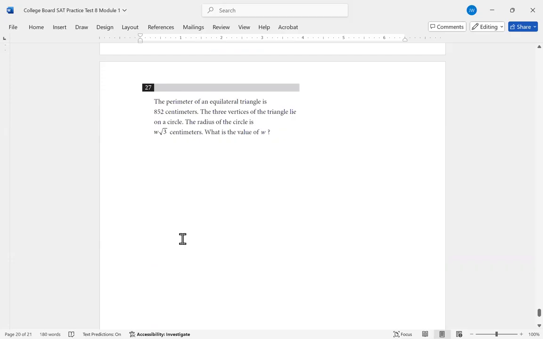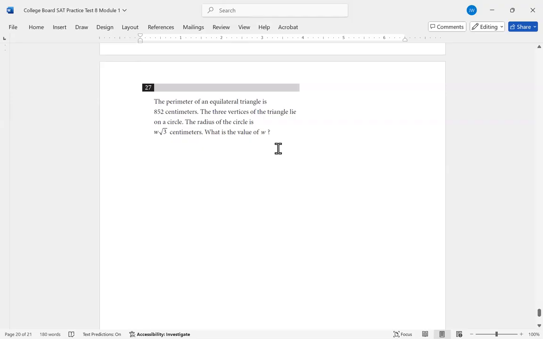Question 27. The perimeter of an equilateral triangle is 852 centimeters. The 3 vertices of the triangle lie on a circle. The radius of that circle is w times the square root of 3 centimeters. What is the value of w? Now here we have a geometry problem, and it's always nice to draw a picture. So I'm going to draw a picture, and I'm going to add in a couple of lines that we'll need in just a second.